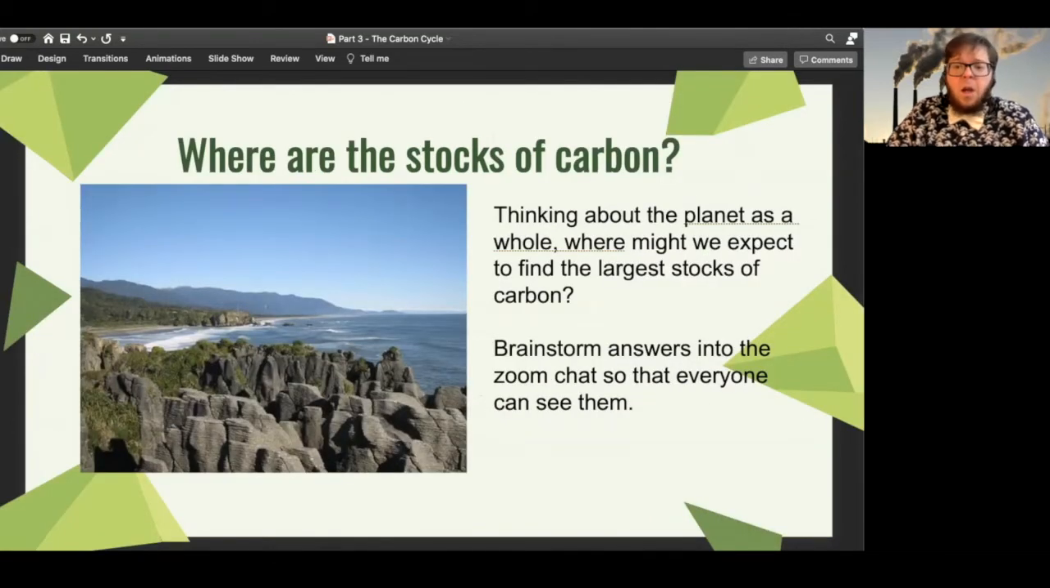Let's talk about where is the carbon? Thinking about the planet as a whole, where might we expect to find the largest stocks of carbon? So I want everybody to brainstorm this. The chat is currently set so that you can send messages out to everybody. This is a public brainstorming session. Considering the whole planet, where might we expect to find the largest stocks of carbon? I will give you a moment to think about it.